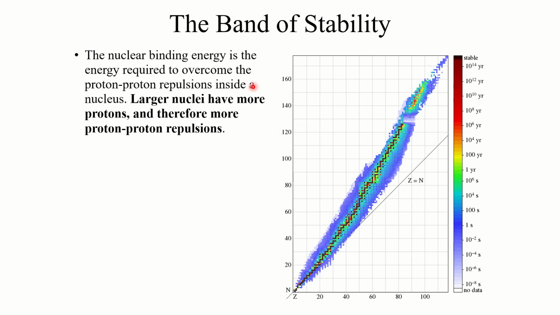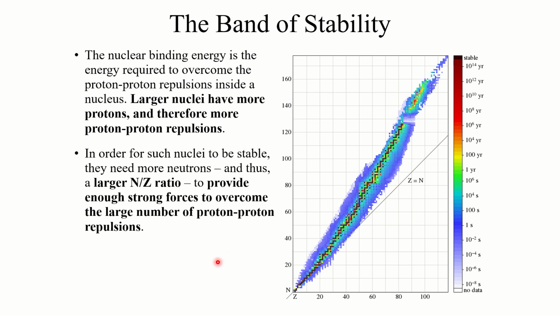All right, next, we're going to introduce something called the band of stability. So the nuclear binding energy is the energy required to overcome the proton-proton repulsions inside a nucleus. Larger nuclei have more protons, and they therefore have more proton-proton repulsions. So in order for such nuclei to be stable, they need more neutrons to basically space out, to push the protons away from one another.